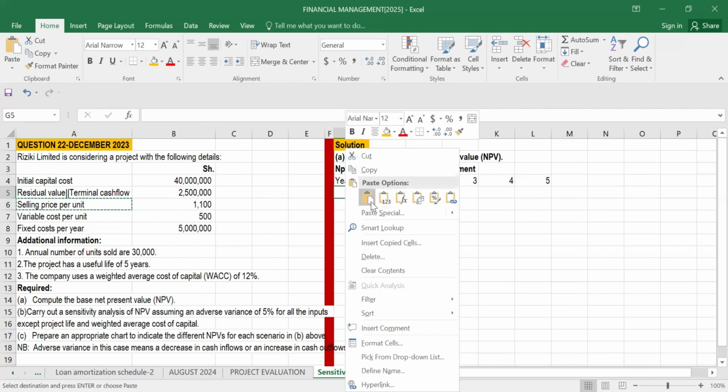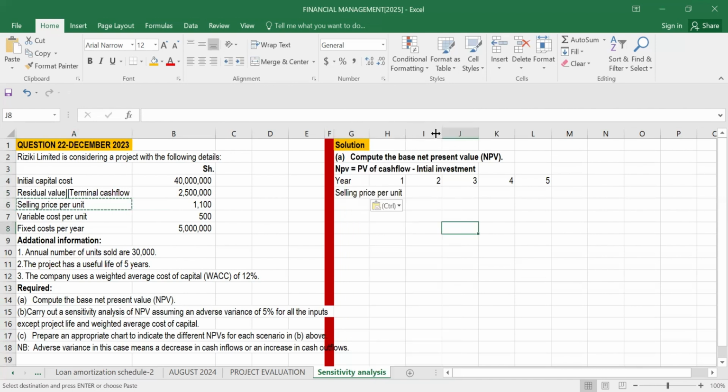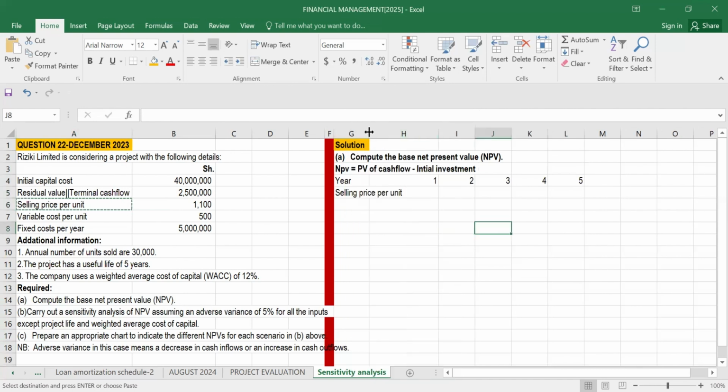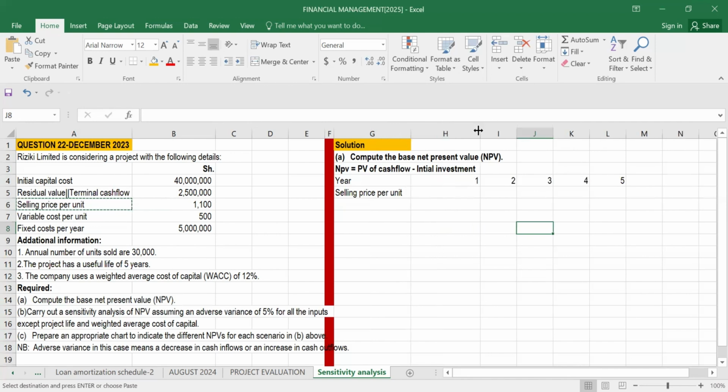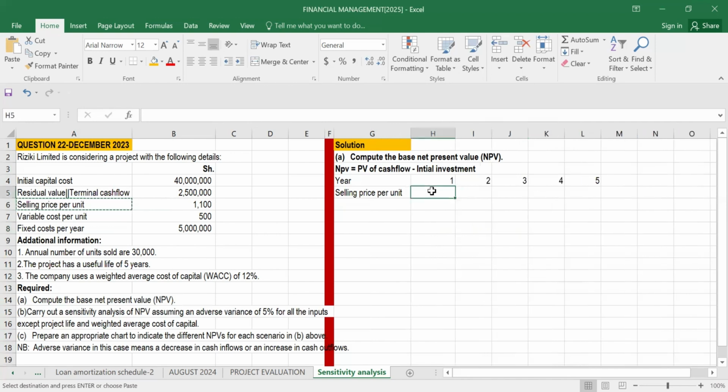So we start by having the selling price per unit. In our case, we are told that this one will be 1,100. And that one will not change for the next 5 years. The amount will remain the same. Let me type this here manually. Yes, it will be 1,100, and it will remain the same.